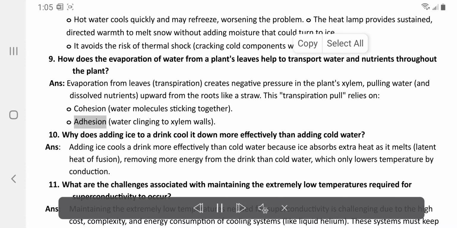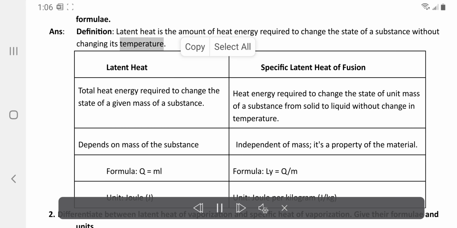Long questions answers/response. Define latent heat. Differentiate between latent heat and specific latent heat of fusion. Write their formulae. Answer: definition. Latent heat is the amount of heat energy required to change the state of a substance without changing its temperature.